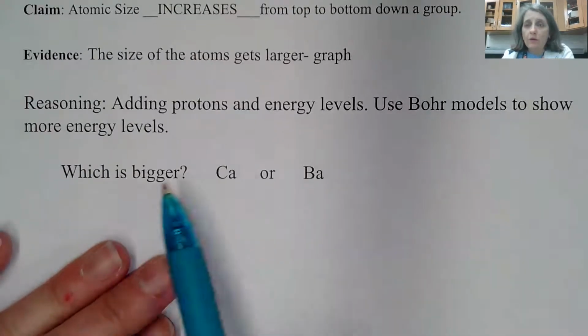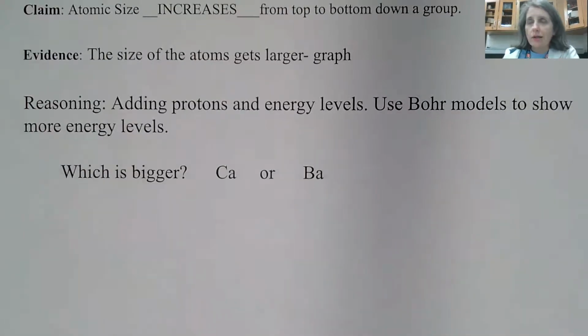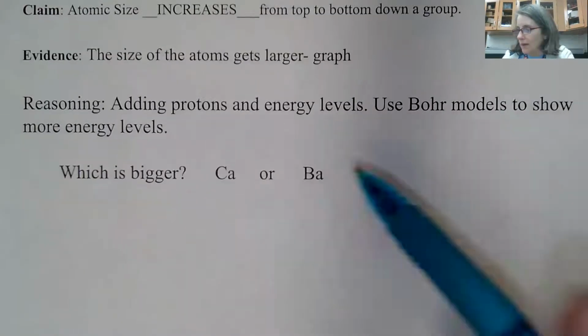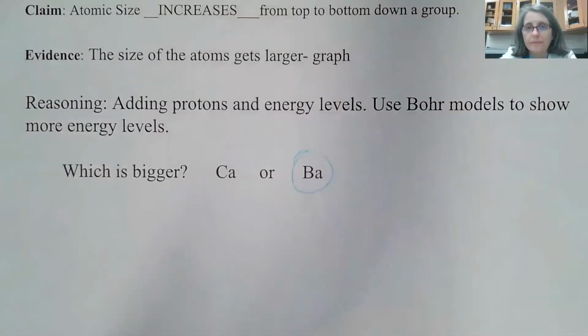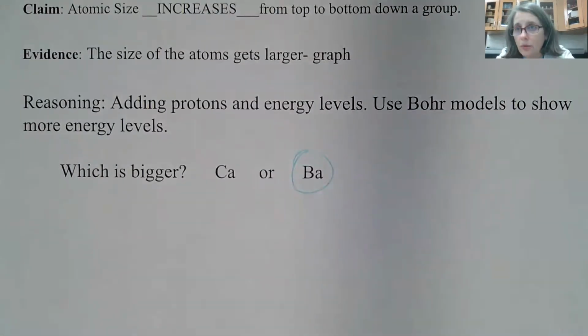But for the questions you're going to see on assessments, sometimes you're just going to be asked to compare and say who is bigger. So in this case, I have calcium or barium. Take a look at where it is on the periodic table and see if you could take a guess. Pause the video and see if you could guess who's going to be bigger. So barium is going to be bigger.